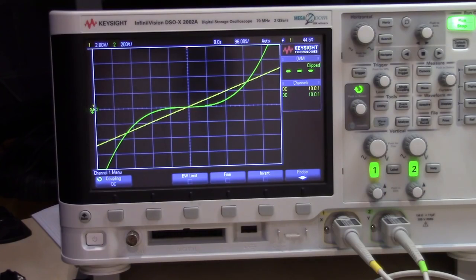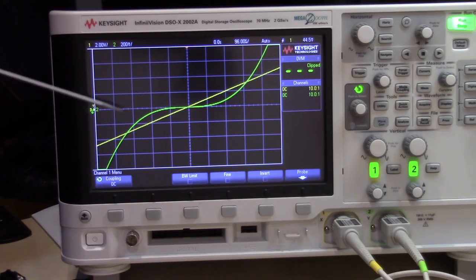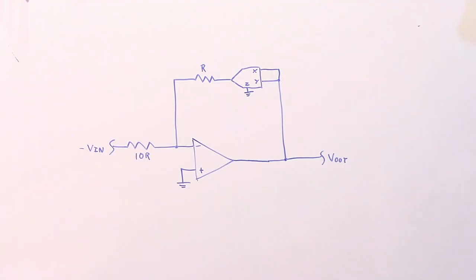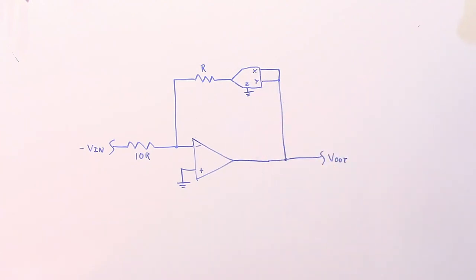So these chips are doing an excellent job of taking my ramped input voltage, cubing it, and producing a nice cubic plot. And once you start sticking the multiplier inside the feedback loop of an op-amp, you can do even more stuff with it, like division and root extraction.